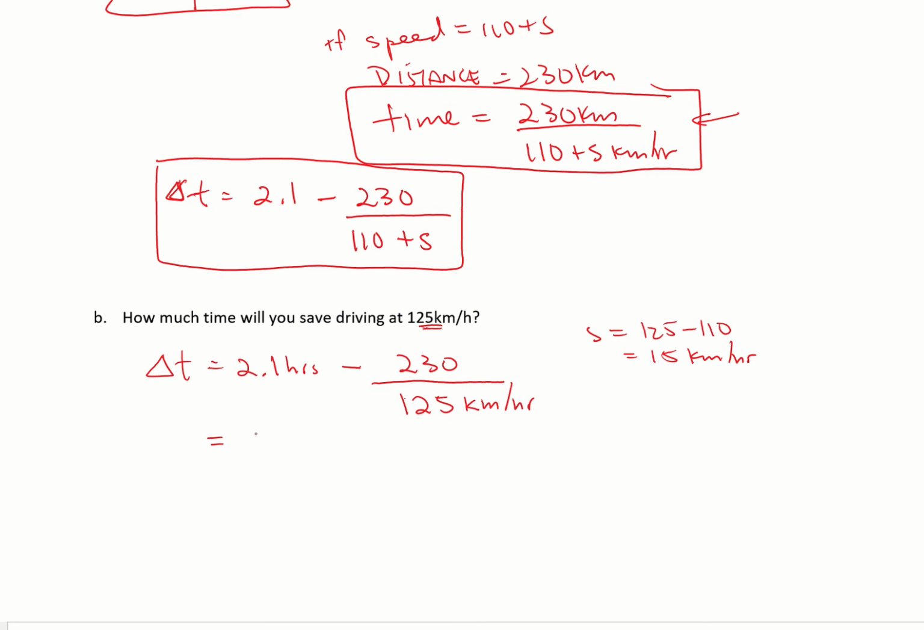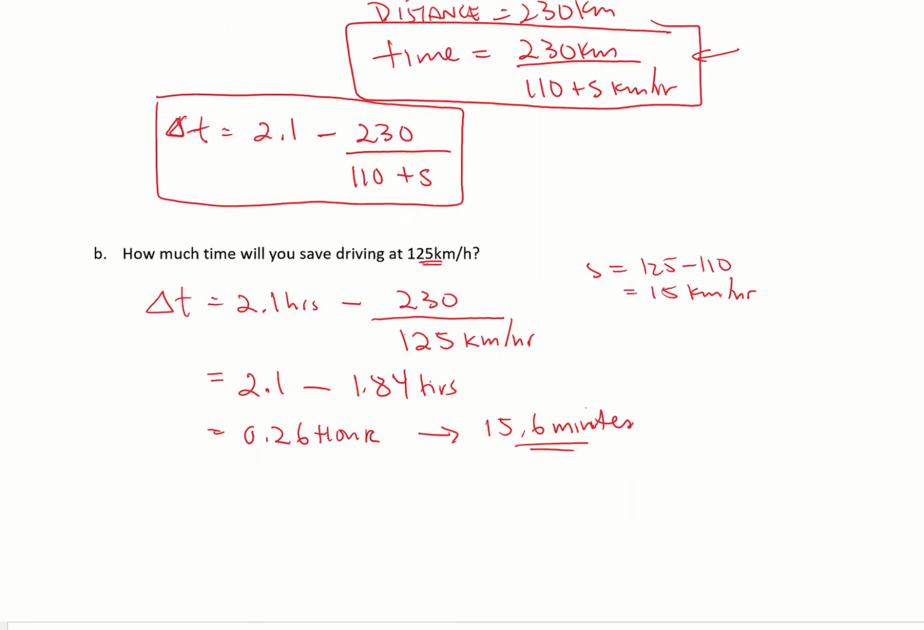So you go 2.1 minus 230 divided by 125. That's about 1.84 hours. So if you subtract them, 2.1 minus 1.84, that means you save about 0.26 of an hour. Okay, now if you multiply that by 60, you will save about 15.6 minutes. Okay, which isn't too bad, right?